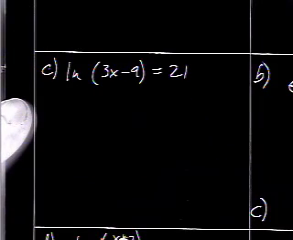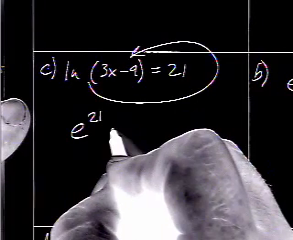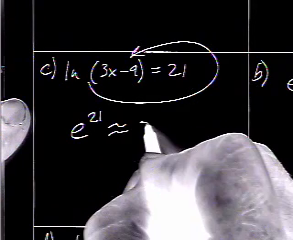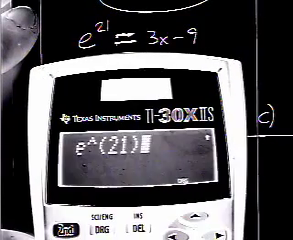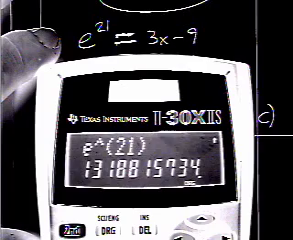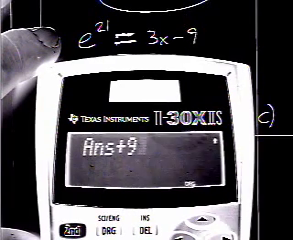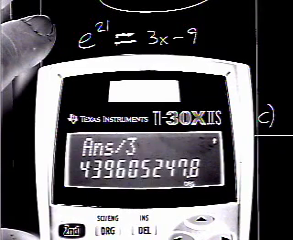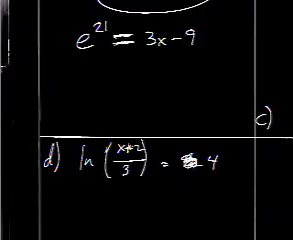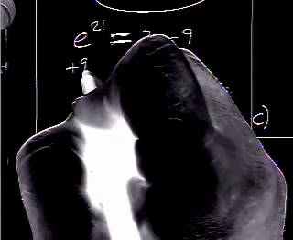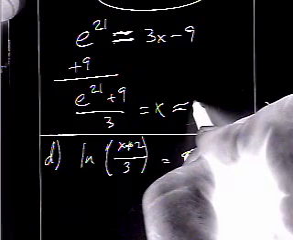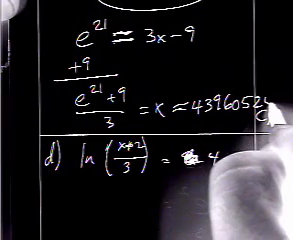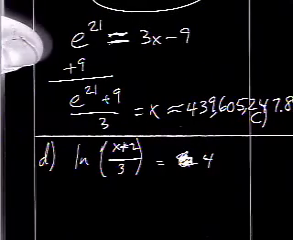The next one is also a single logarithm, so we can rewrite it into that form. e to the 21st power, that's a big number, is approximately equal to 3x minus 9. Well, actually, it is equal to 3x minus 9. I'm going to have to round it up here in a second. e to the 21st, big number, plus 9, divided by 3. So, adding 9 and then dividing by 3, e to the 21st plus 9 over 3 equals x, which is approximately equal to 439605247.8. A big number.